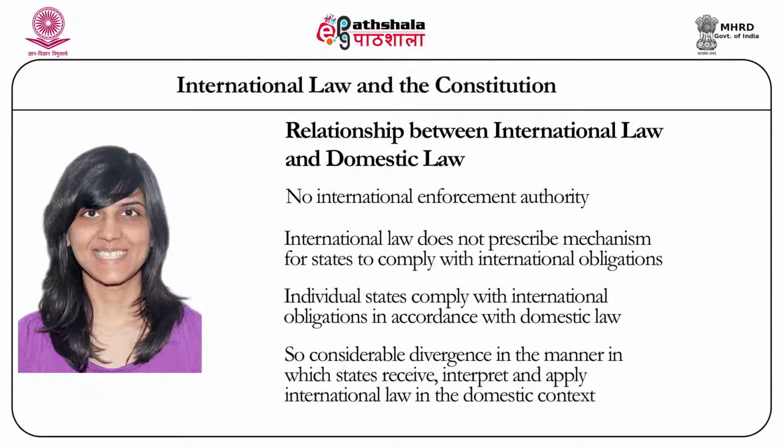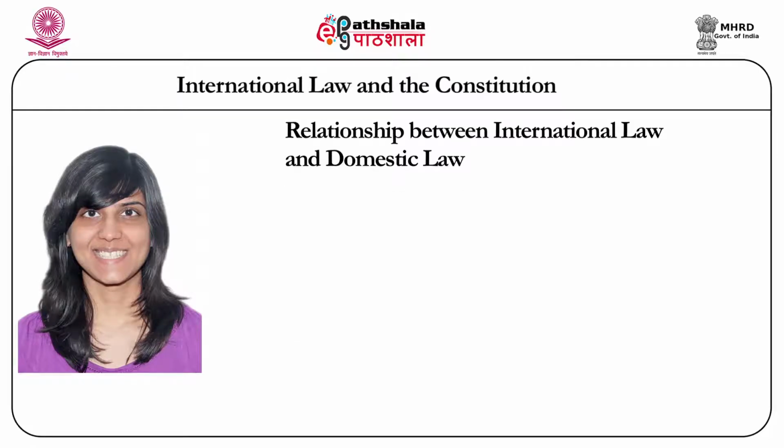With the exception of some international treaties, the enforcement of international law is left up to individual states in accordance with their domestic law. As a result, there is considerable divergence in the manner in which states receive, interpret, and apply international law in the domestic context. Different states have different positions on the issue of how international law is incorporated into domestic law. There are two primary theoretical positions on the relationship between international law and domestic law: dualism and monism.